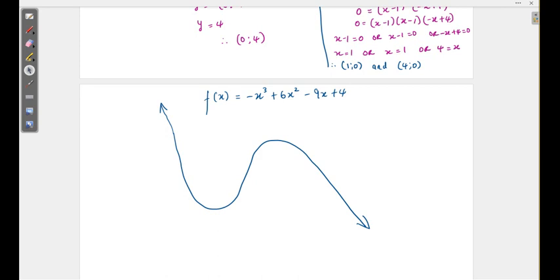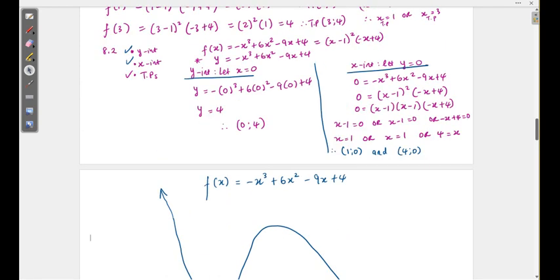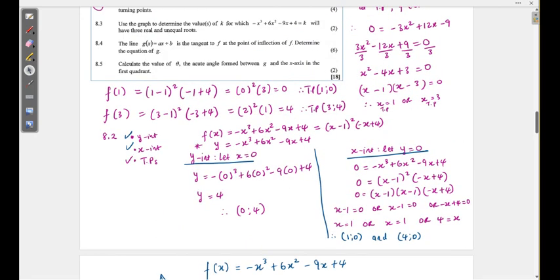And speaking of which, good people, I said to you when you sketch this, you are going to cheat it in a way. How do you cheat it? After drawing the shape, all you have to do is go to the turning points. Look at your turning points there. The turning points were 1 and 0, and then 3 and 4. Those were the turning points.